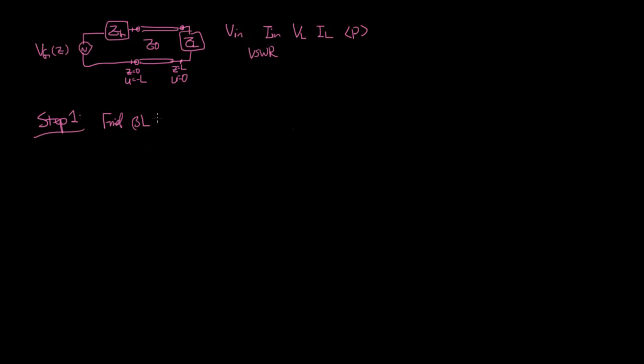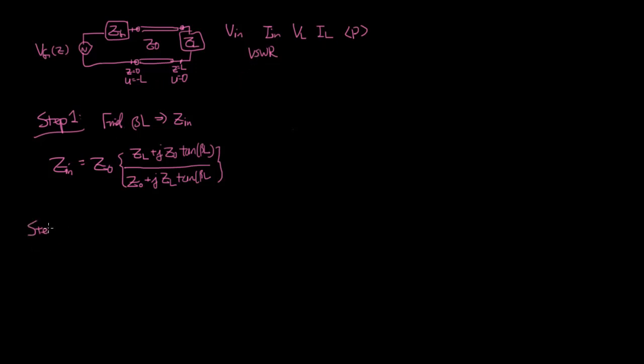So once you find beta L, you can then go ahead and find the input impedance. The input impedance, from our previous discussion, is equal to Z naught times (ZL plus j Z naught tangent of beta L) all over, and then you swap the terms in the numerator, so Z naught plus j ZL tangent of beta L. And once you calculate that, it's just going to be some complex number, and you can use this to find out what the voltage is that actually goes into the transmission line.